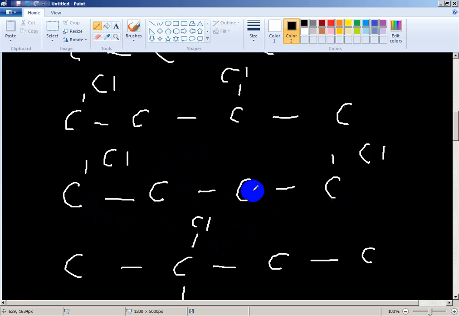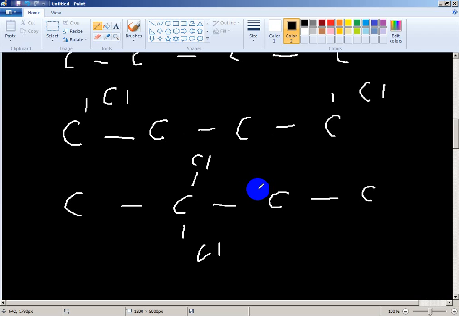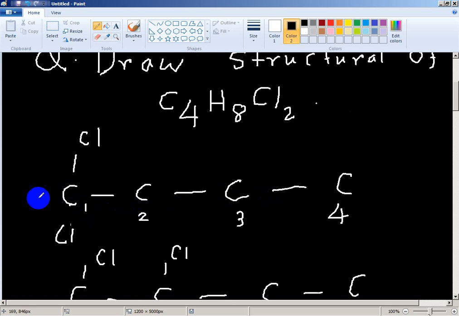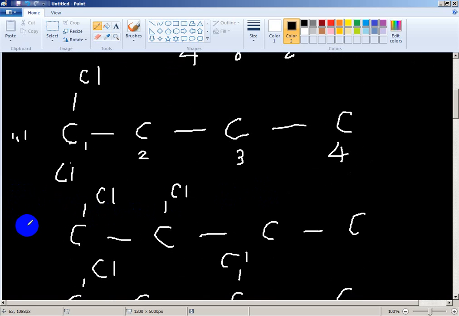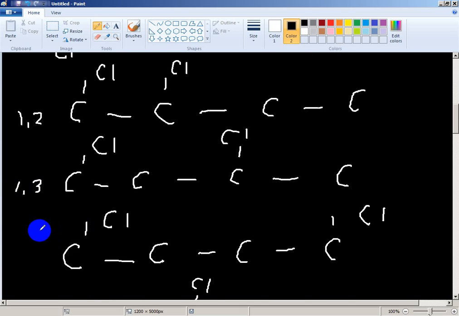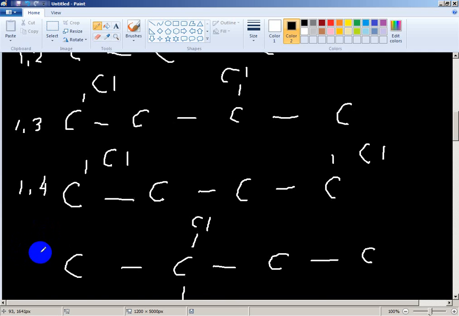Okay, more chlorine positions can be drawn. This is 1 1. This is 1 2. This is 1 3. This is 1 4. This is 2 2. They can be drawn more.